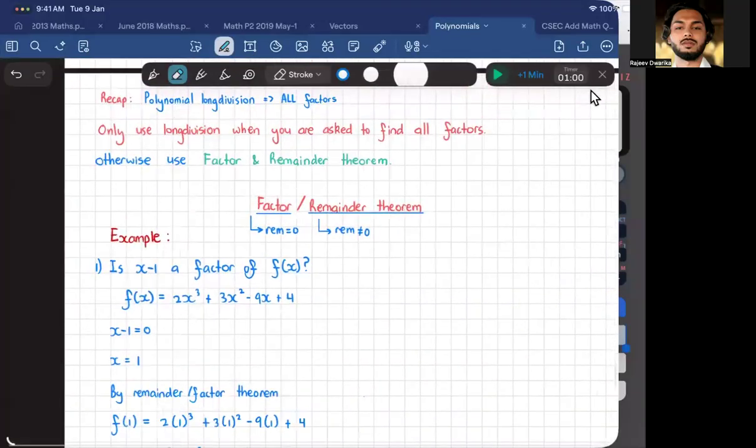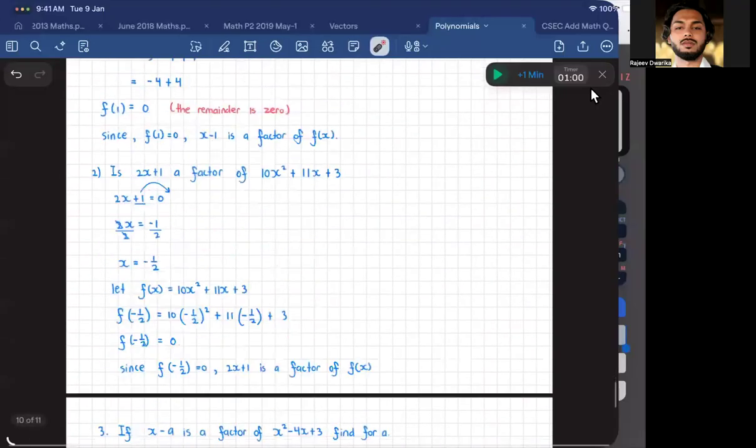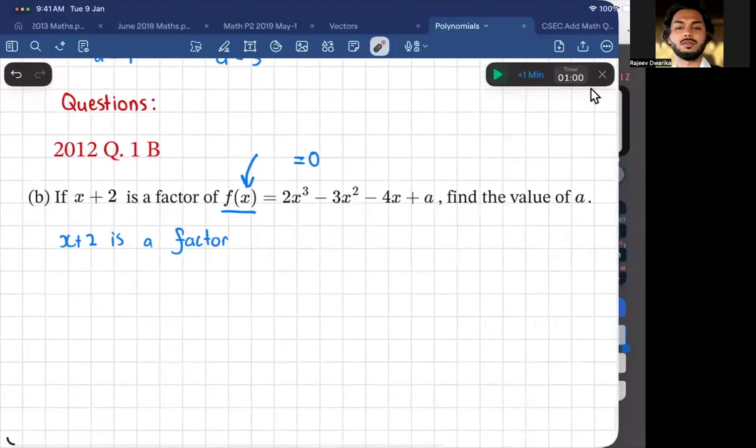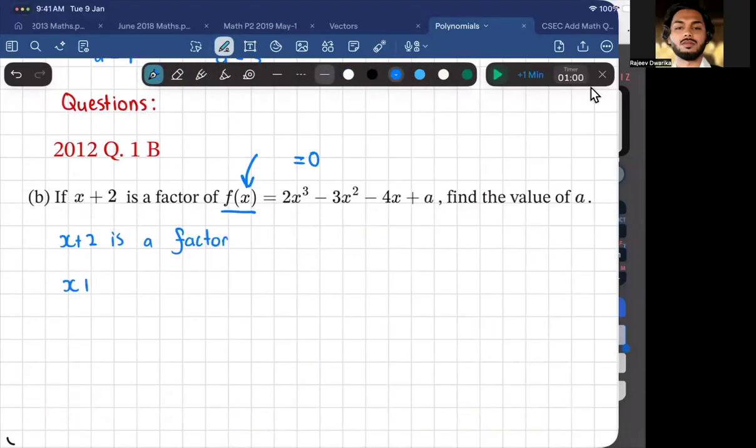You always, to work it out, you need to equate the divisor to 0 and then solve for x. That's how the factor remainder theorems go, as the very first step. So in other words, it would say x plus 2 is equal to 0, and then you would solve for x. What would x be equal to?